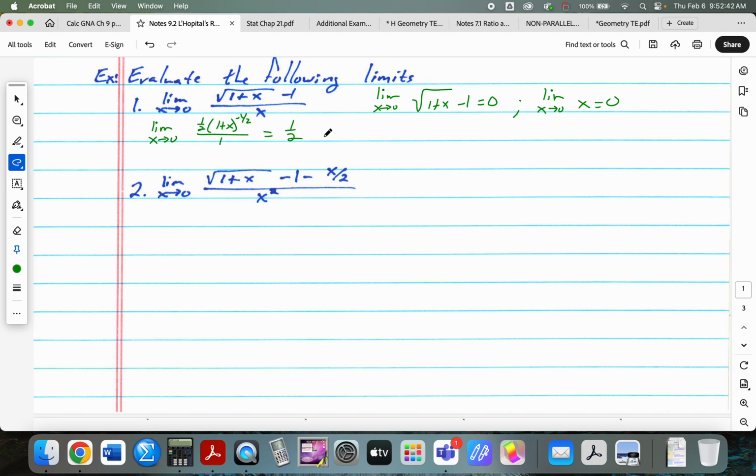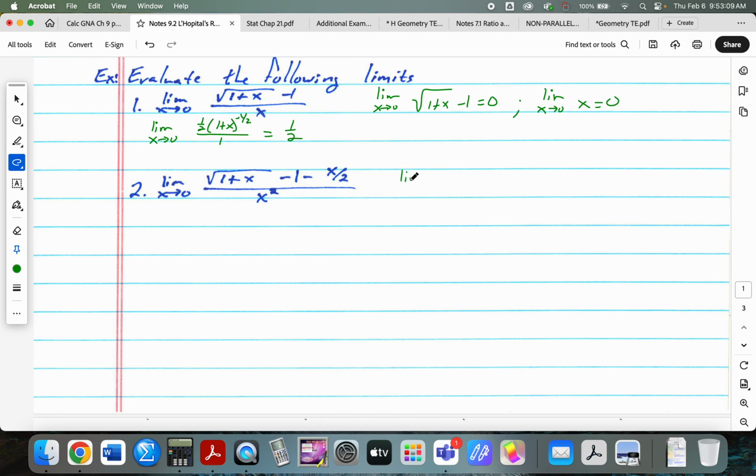Before now, what we would have done, and what we did in the first unit, is we would have multiplied both the numerator and the denominator by the square root of 1 plus x plus 1 on top and on bottom, and then done a lot of algebraic reasoning. This is faster. Okay? All right, let's take a look at this one.